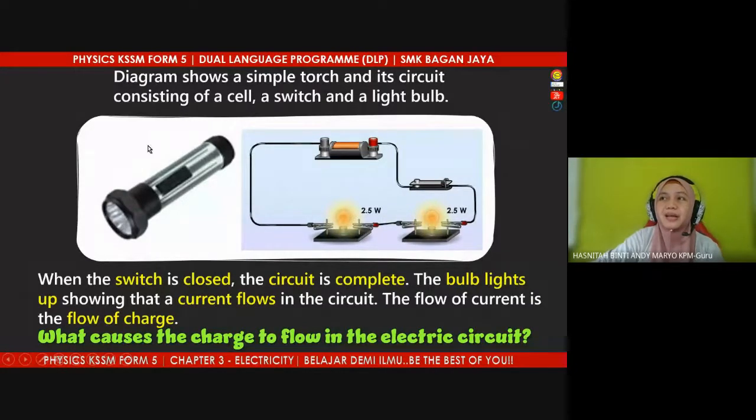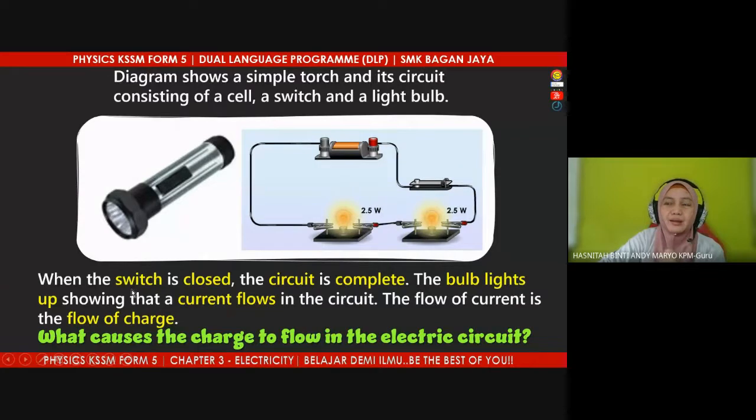So a torchlight consists of a battery. You put the dry cell in, and this is the bulb at the front. This is the switch, meaning the handle. If you pull on the handle, it means the switch is closed, so current flows in the circuit and the bulb of the torch will light up. When you pull it to off, you open the switch, so the circuit is broken, no current flows, and the bulb does not light up. This is how a torchlight functions.